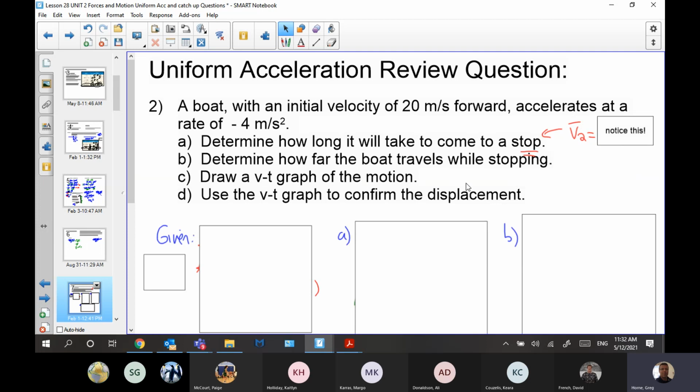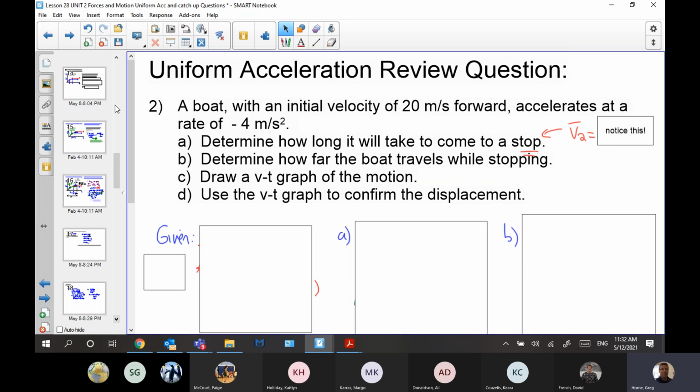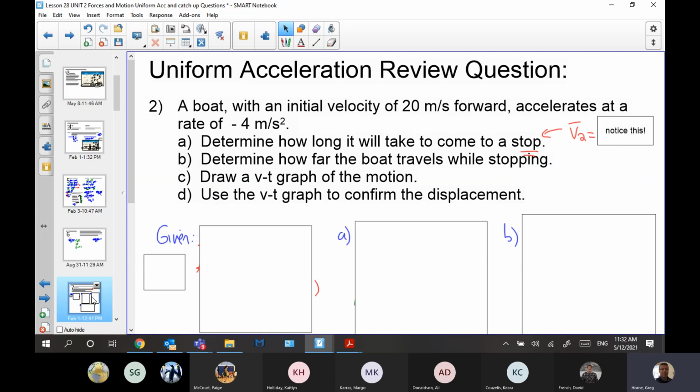So here's a uniform acceleration question to go through as a review. I would recommend that you make sure you can do that from scratch and you have the solution set available as a confirmation. I would write this down on a separate page, do it yourself, and make sure you get the numbers that I get, of course. I'm trying to delete, but I'm moving it down slightly.